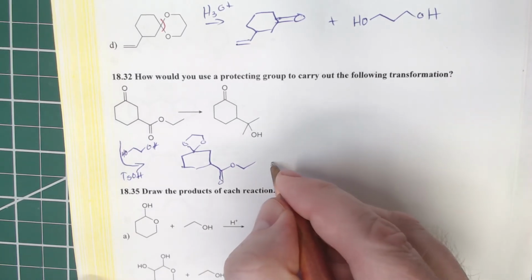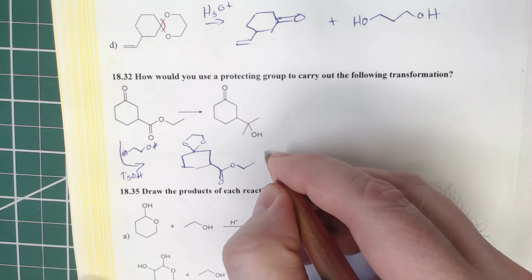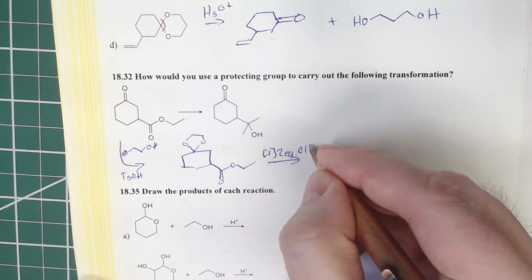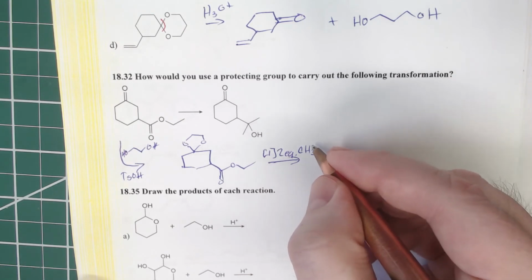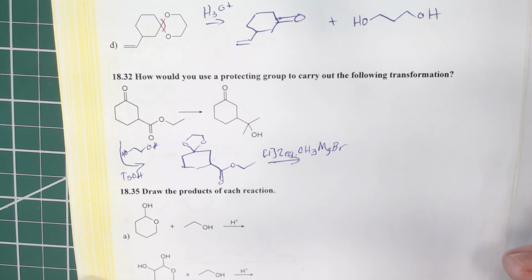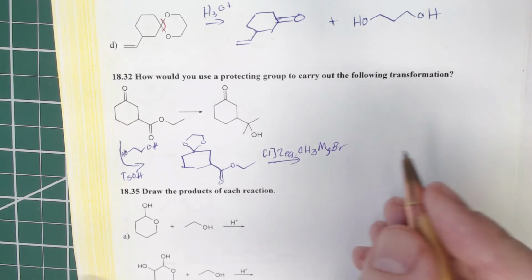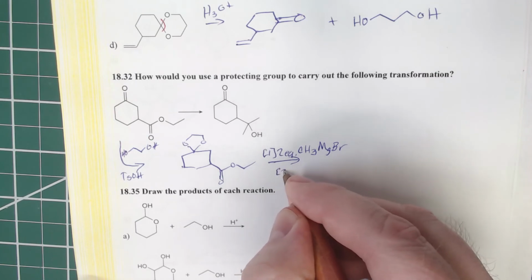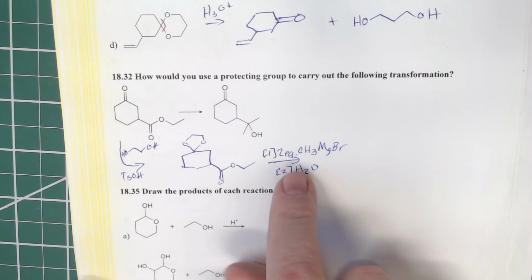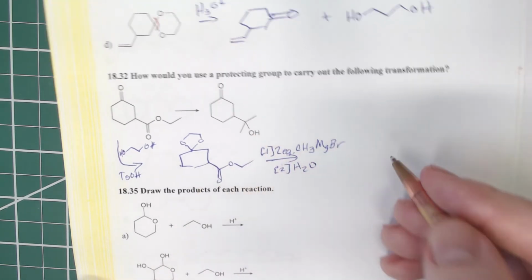All right. Then we can treat that with two equivalents of CH3MgBr. You could also use an organolithium reagent like CH3Li. That would work as well. And then treat it with water. So we do need two equivalents because we're trying to add two methyl groups to that carbon.